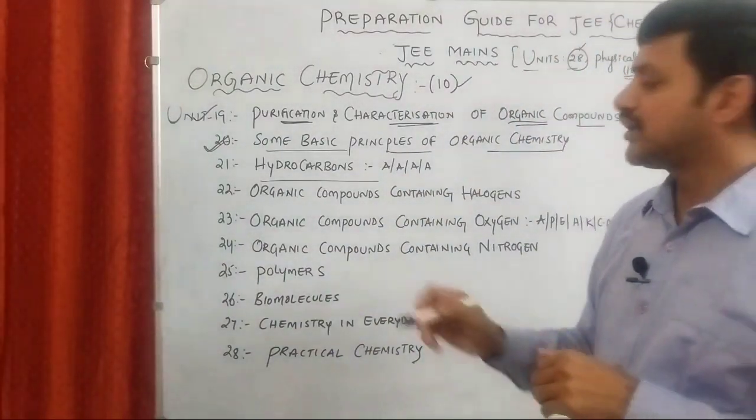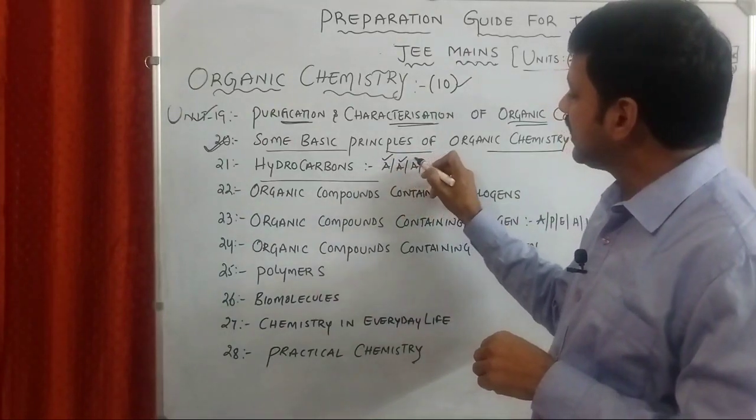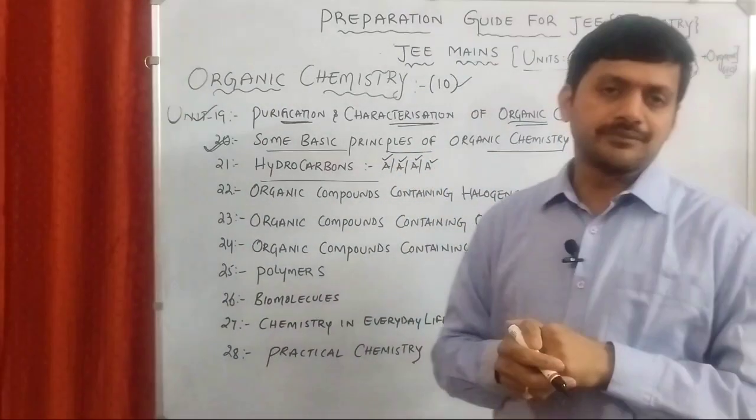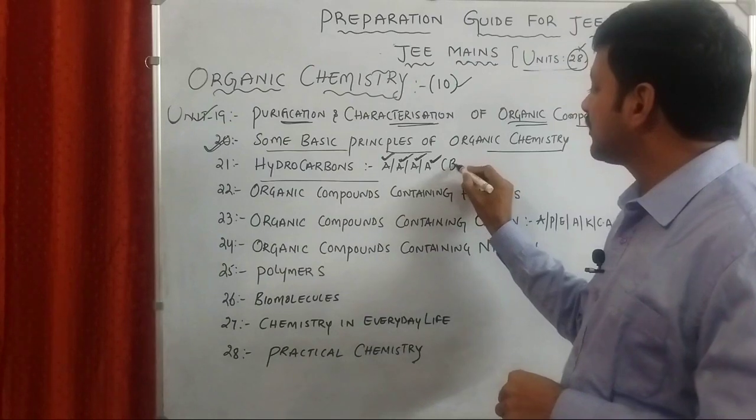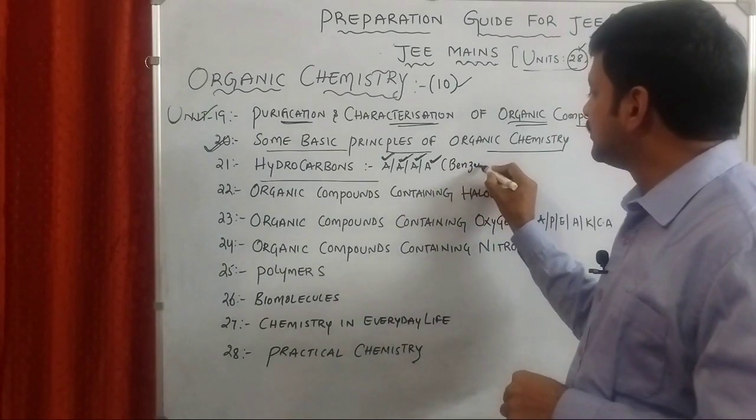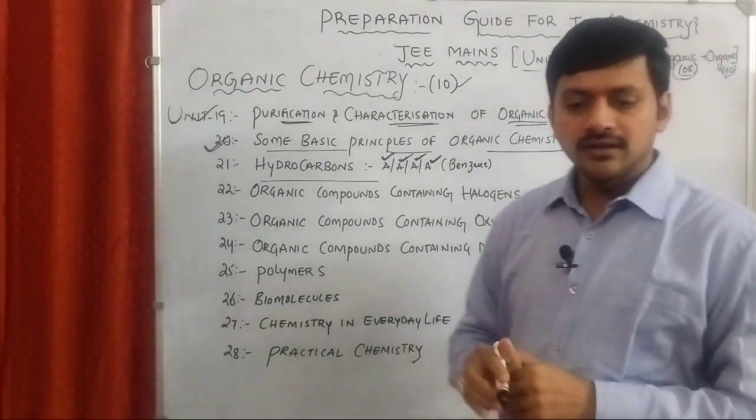Now come to the next unit, that is hydrocarbons. In hydrocarbons, we are going to observe alkane, alkene, alkyne and aromatic compounds. For aromatic compounds, we are going to have an emphasis especially on benzene.